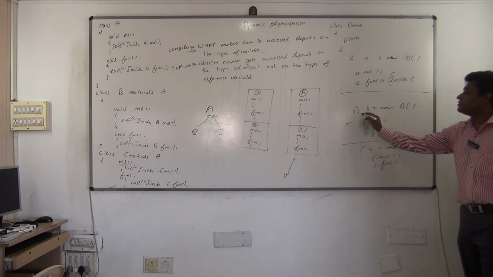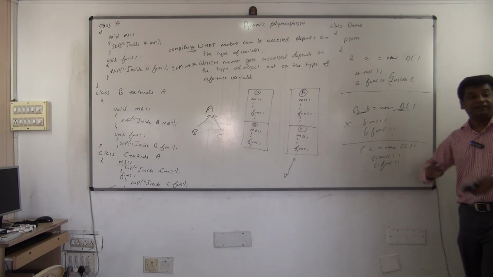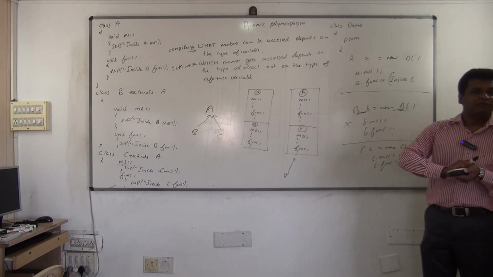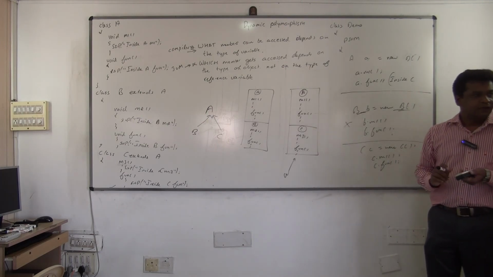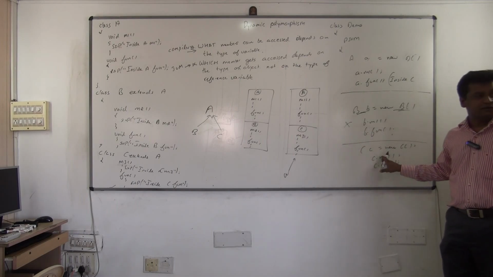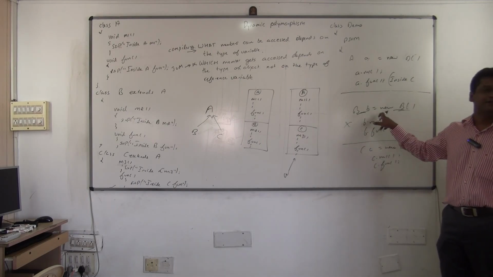So when you create subclass variable refers to subclass object, it is tight coupling. Means if you want to modify anything, full code you have to change. Understood? Here also you have to change C, here also you have to change. If you don't want C implementation, you have to write the logic of B.